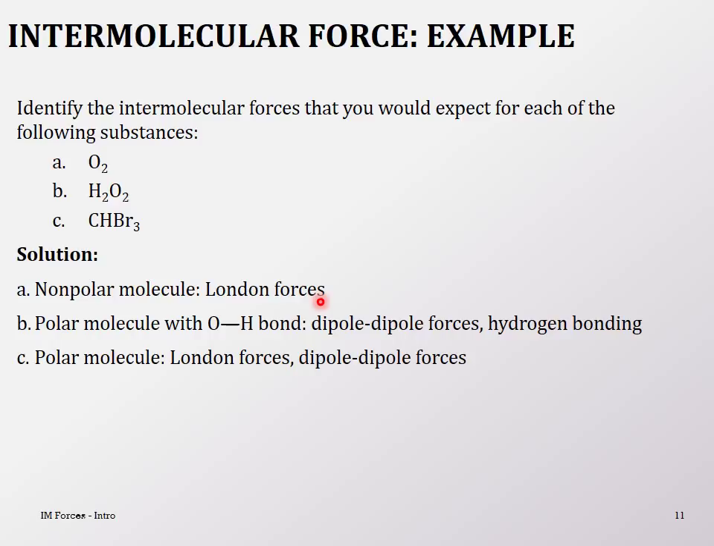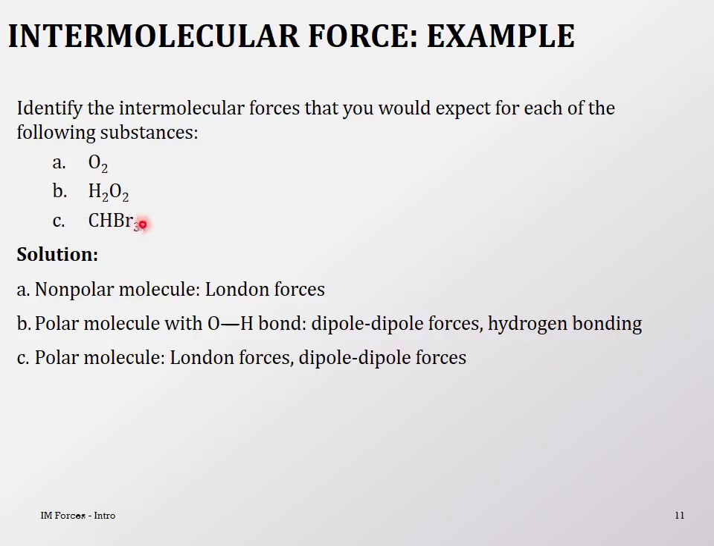Okay, all right. Then we have something like H2O2. As soon as you get to H2O2, now we have polar bonds. And as soon as you have polar bonds, you're going to have dipole-dipole forces. You're also going to have hydrogen bonding in there because now you have hydrogen bonded to oxygen. So you will also see some hydrogen bonding going on.